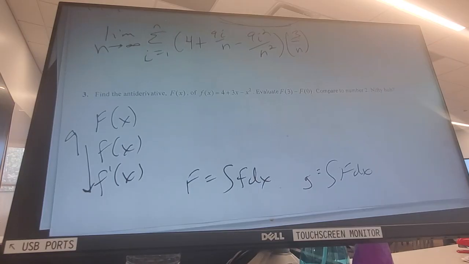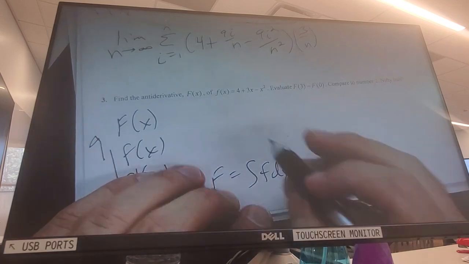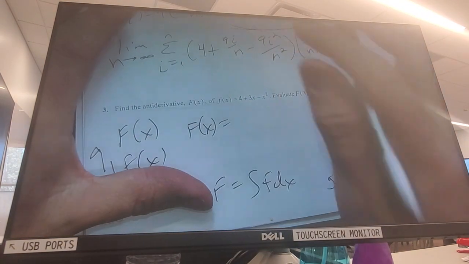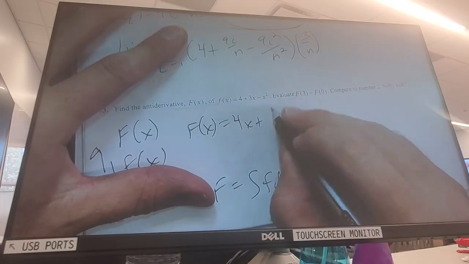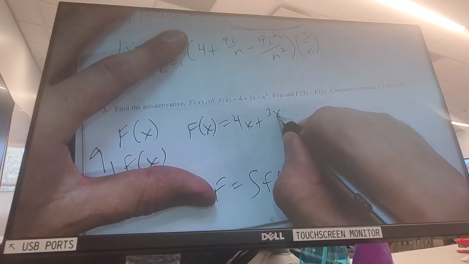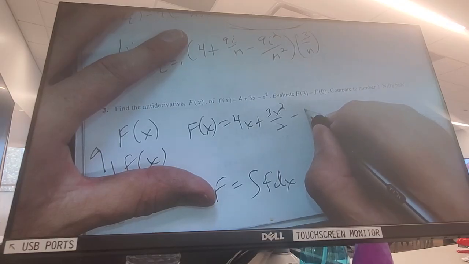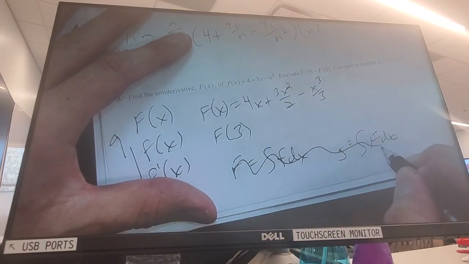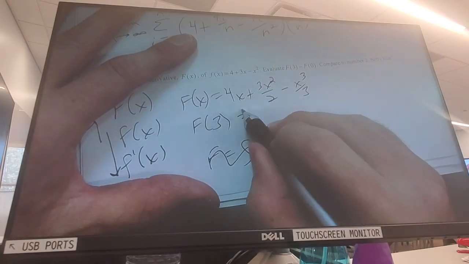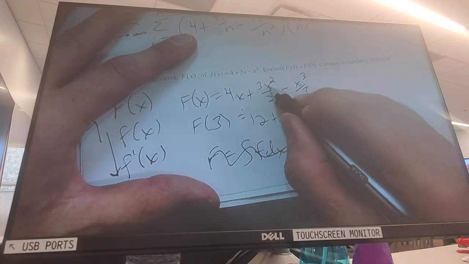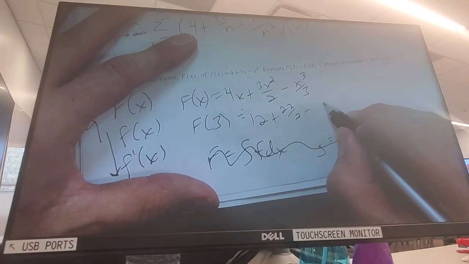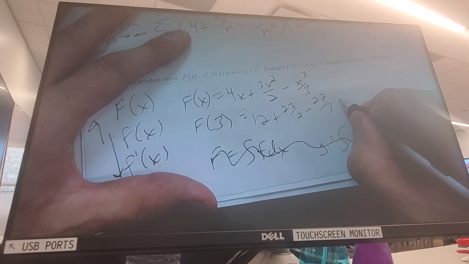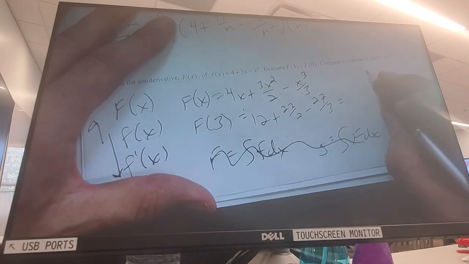So let me check. Did anybody figure out what big F is? 3x squared over 2, good. So what is big F of 3? It'll be 12 plus 27 halves minus 27 thirds. Does that look familiar at all? No? Okay, not quite yet.